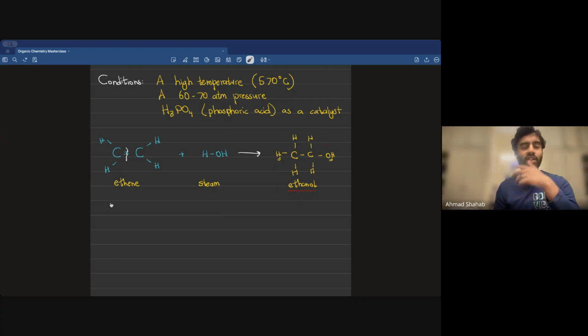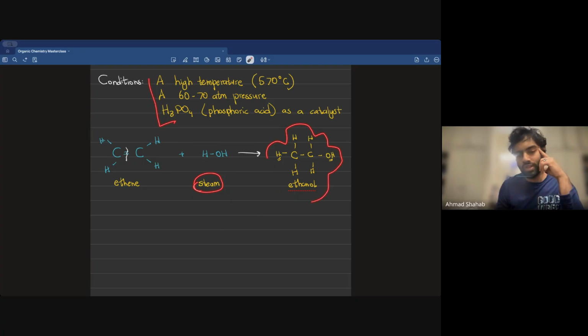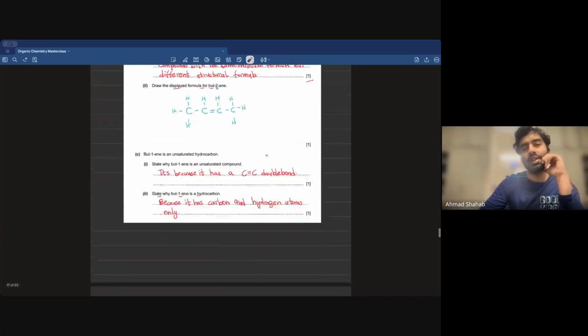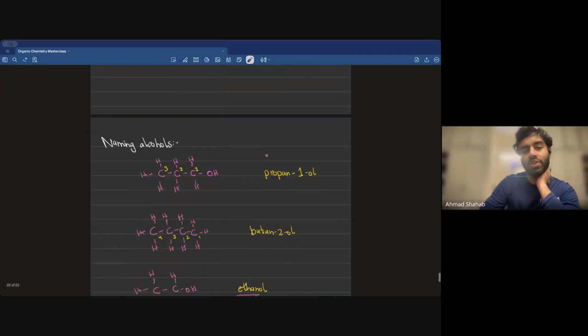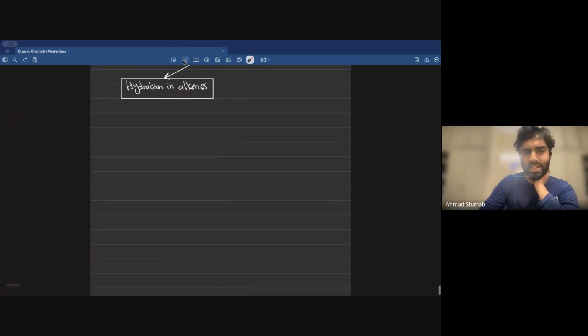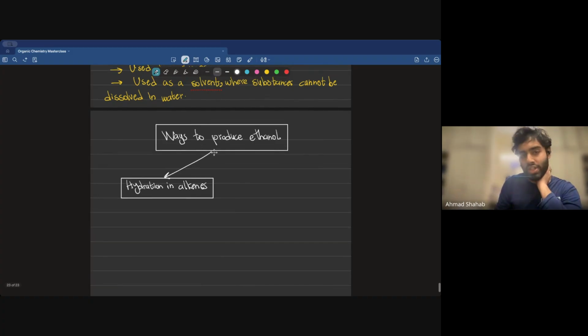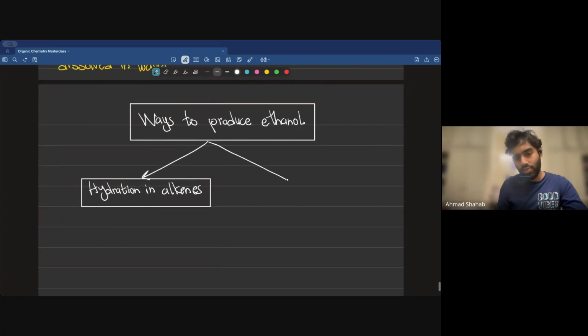So if on an industrial level you wanted to produce ethanol, what we would do is take an alkene, right? We would take ethene, react it with steam, apply these conditions, and as a result we will produce ethanol. There is another method, however, to produce alcohol, and that is something we are going to discuss now. And then we will discuss the advantages and disadvantages of each of these methods.